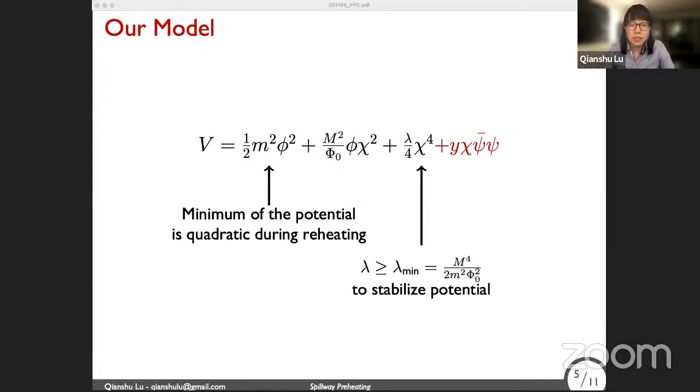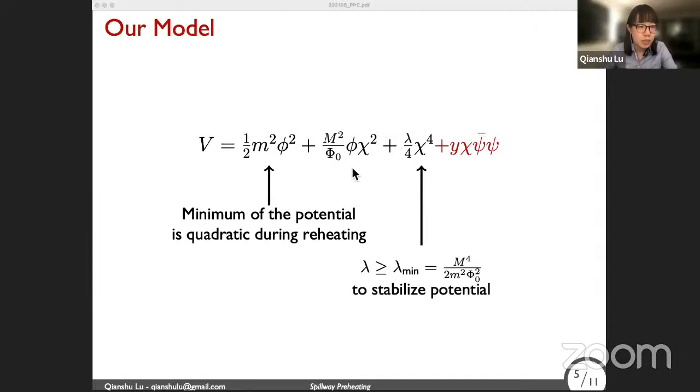Now, in terms of field content, our model is actually very simple. We have phi, a scalar, which is the inflaton. We assume its minimum of the potential after inflation is quadratic. We have a daughter scalar field chi with a trilinear coupling between the inflaton and the chi field. And to stabilize the potential, we give a self-interaction to the chi scalars. We also have another daughter field, psi, which is a fermion, and we give a Yukawa coupling between the chi daughter field and the psi fermion daughter fields.